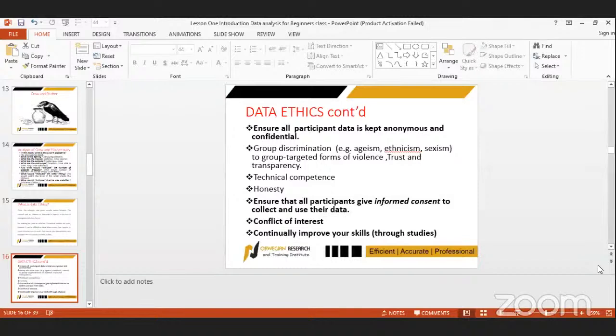You need to read, interact, and attend several seminars so that you continue upgrading your skills in the process of being an effective officer or an effective scientist involved in data collection.